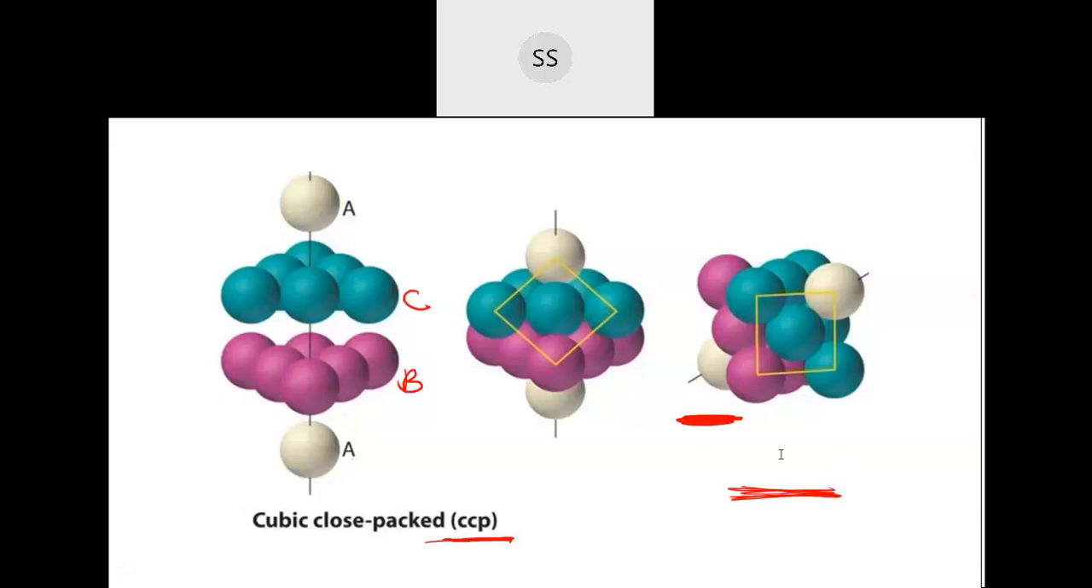You can see one face-centered atom. Everywhere face-centered atoms are also there, and at the corner you can see 8 atoms. So it is also named as FCC. So till here I have done in last class. Now I am continuing.